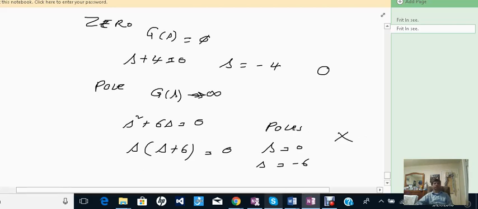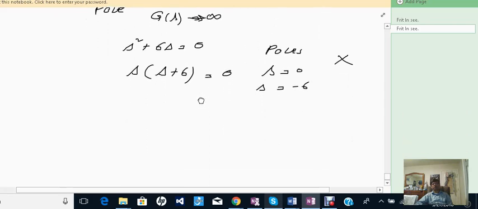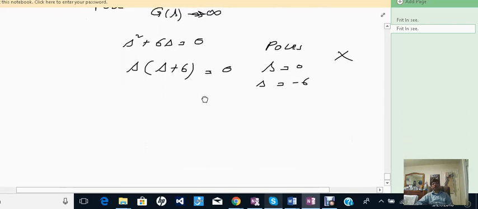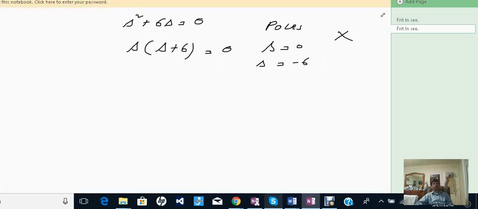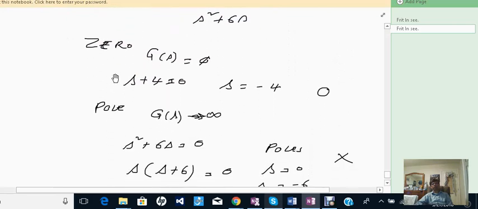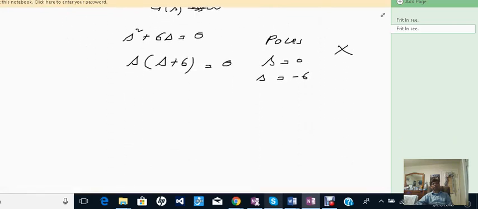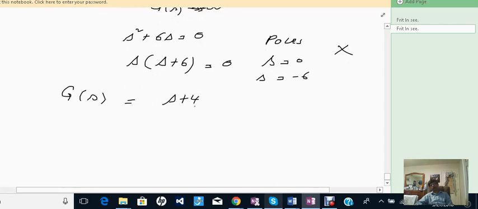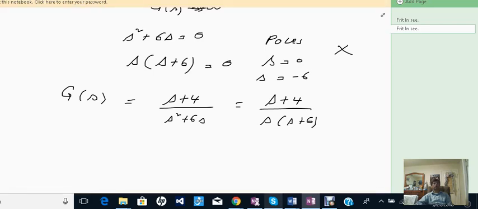So pretty interesting concept here. Sometimes we also would like to do a pole zero plot of the function. What was the original function? If you recall, the original function was s plus 4 divided by s squared plus 6s. Like I said in the beginning, we can factor out the s in the denominator, so you are going to get s times s plus 6.